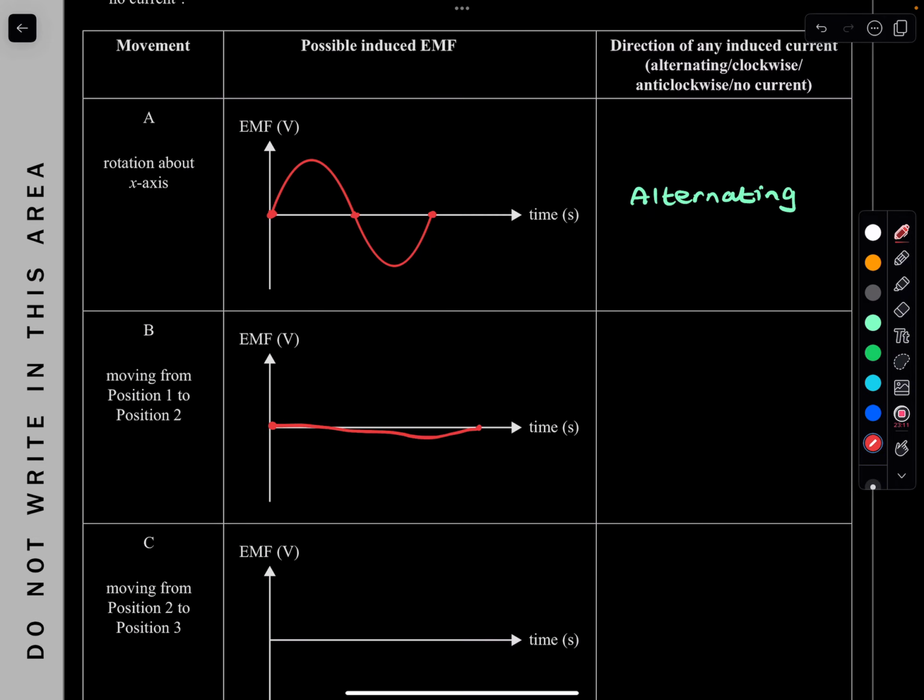It'll look like that. Done. So is there any induced current? Of course, there will be no induced current. If there's no voltage, there's no induced current. If there's no EMF, there's not going to be any current produced. So no current. The last one, moving from position 2 to position 3.